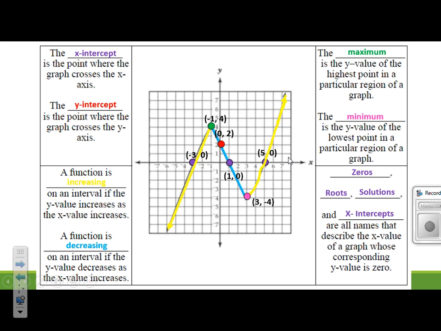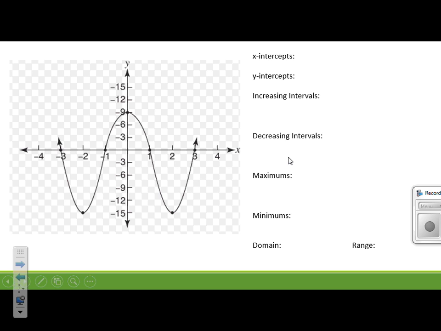All right, so now we're going to do a couple of examples in your notebook. Okay, so if I have this graph, I should be able to determine the x-intercepts, the y-intercepts, the increasing intervals, the decreasing intervals, the maximums, the minimums, the domain, and the range. All right, so let's talk about x-intercepts. X-intercepts are the same as roots or solutions. Okay.